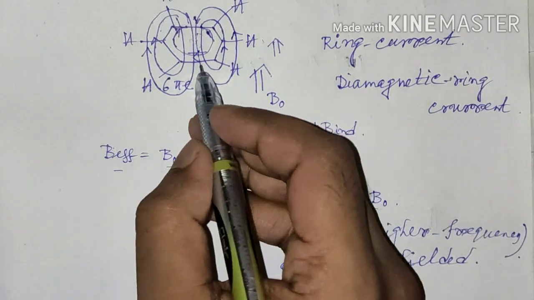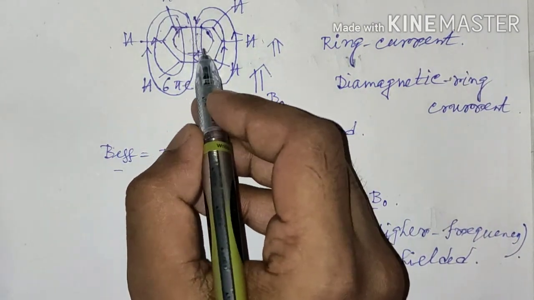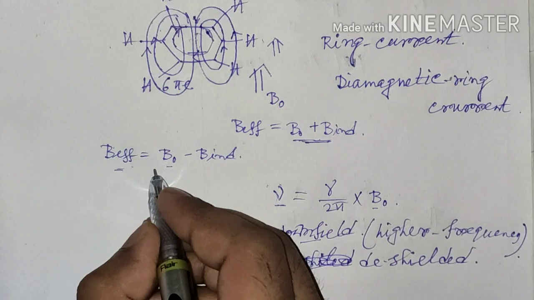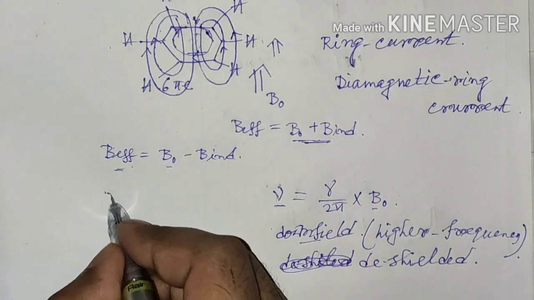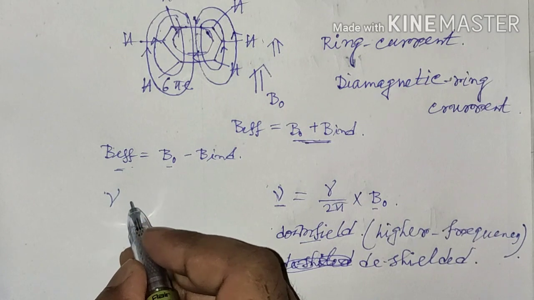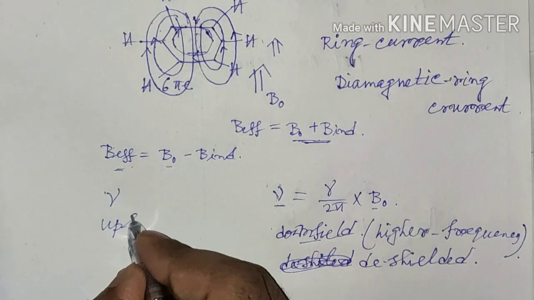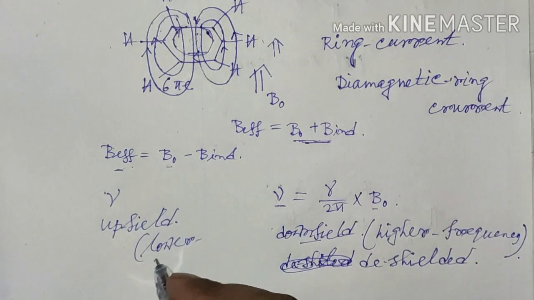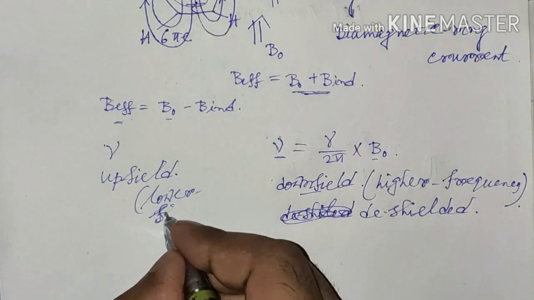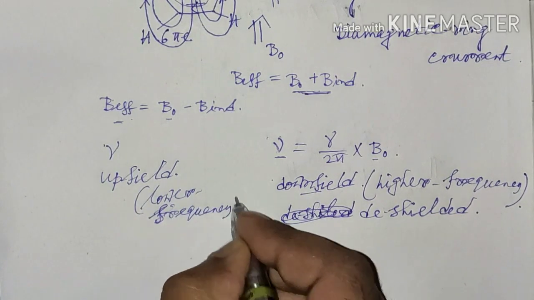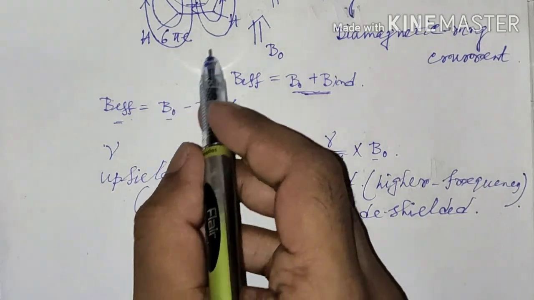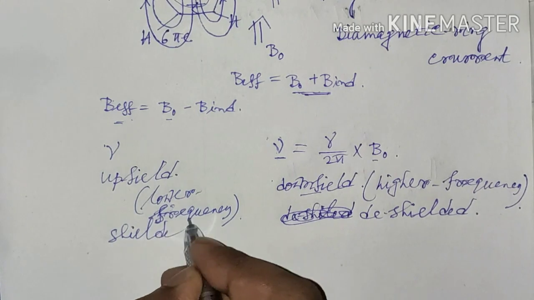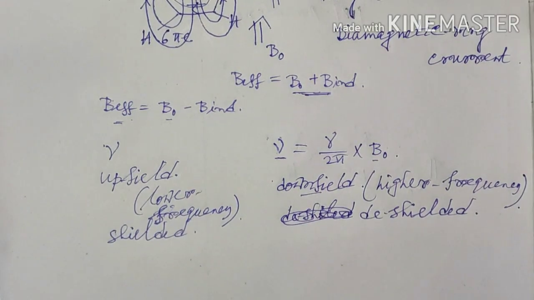On the other hand, if there is any inside proton, then that proton will feel a lesser effective magnetic field, and for that proton the resonance frequency will be lower and they will be upfield, that is, lower frequency. And in other words we can say the inner proton will be shielded. Now this is the case for an aromatic system.